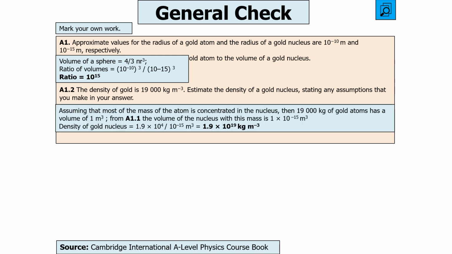Now in this next one, if we assume that most of the mass of the atom is contained in the nucleus, then 19,000 kilograms of gold has a volume of 1 meter cubed. From the previous part, the volume of a nucleus with this mass is 1 times 10 to the minus 15 meters cubed. So therefore, the density of the nucleus is going to be 1.9 times 10 to the 4, which is given in the previous information, divided by 10 to the minus 15, so therefore it's 1.9 times 10 to the 19 kilograms per meter cubed.